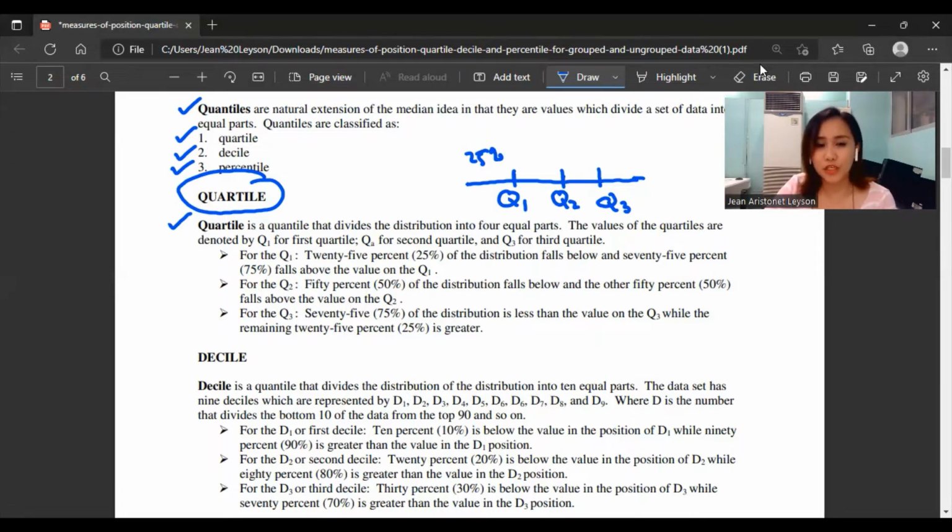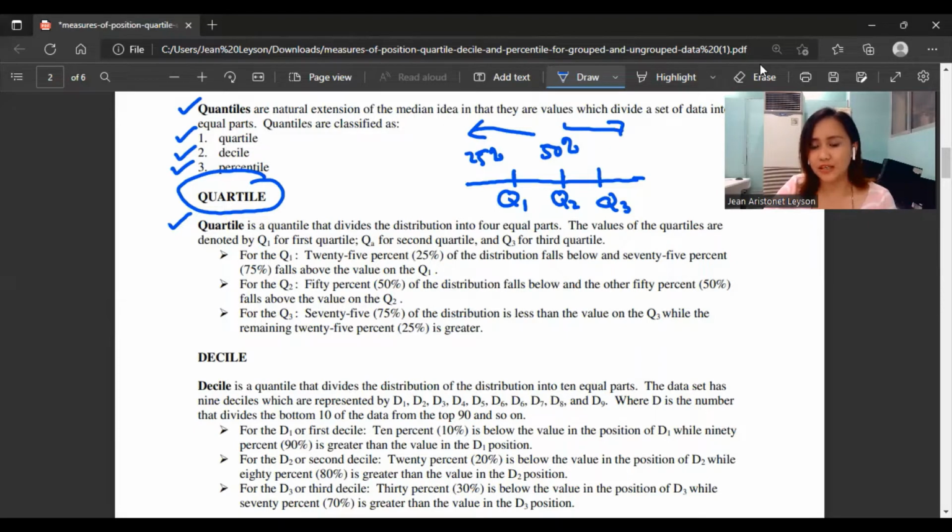Okay. For Q sub 2 or the second quartile, 50% of the distribution falls below and the other 50% falls above the value on the second quartile or Q sub 2. So for the second quartile, 50% falls below it and 50% is above it. Okay. Third one, Q sub 3 or the third quartile, 75% of the distribution is less than the value of Q sub 3, while the remaining 25% is greater.